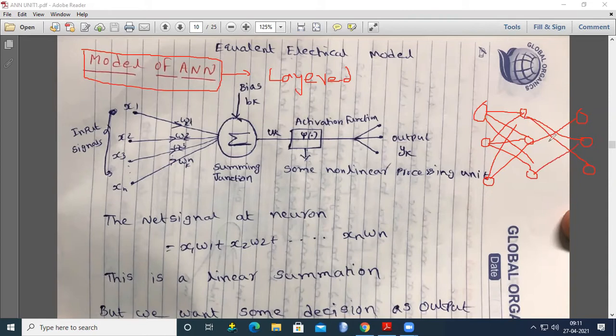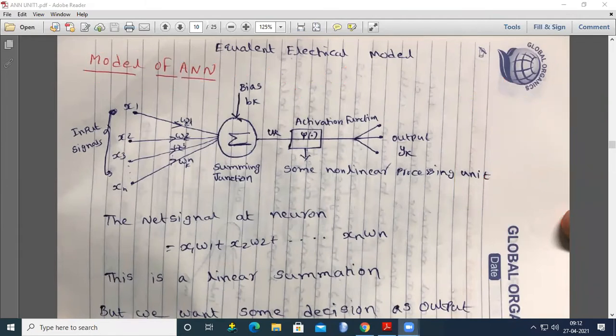So let us assume, if you see this diagram, this is layer 1 and this is layer 2. That means by using this ANN architecture, you are going to create or mimic the human brain. So this is the equivalent electric model to the human brain.